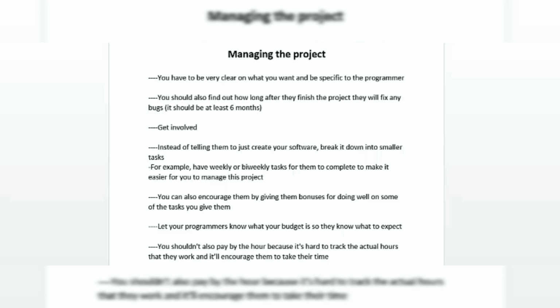Okay, so for example, you can have weekly or bi-weekly tasks or goals for them to complete to make it easier for you to manage this project. Okay, and you could also encourage your programmers or coders by giving them bonuses for doing well on some of the tasks that you give them. Okay, and you also want to let your programmers know ahead of time what your budget is so they know what to expect. And so, with that being said, you shouldn't pay by the hour because it's hard to track the actual hours that they work, and that only encourages people to take their time on your project.